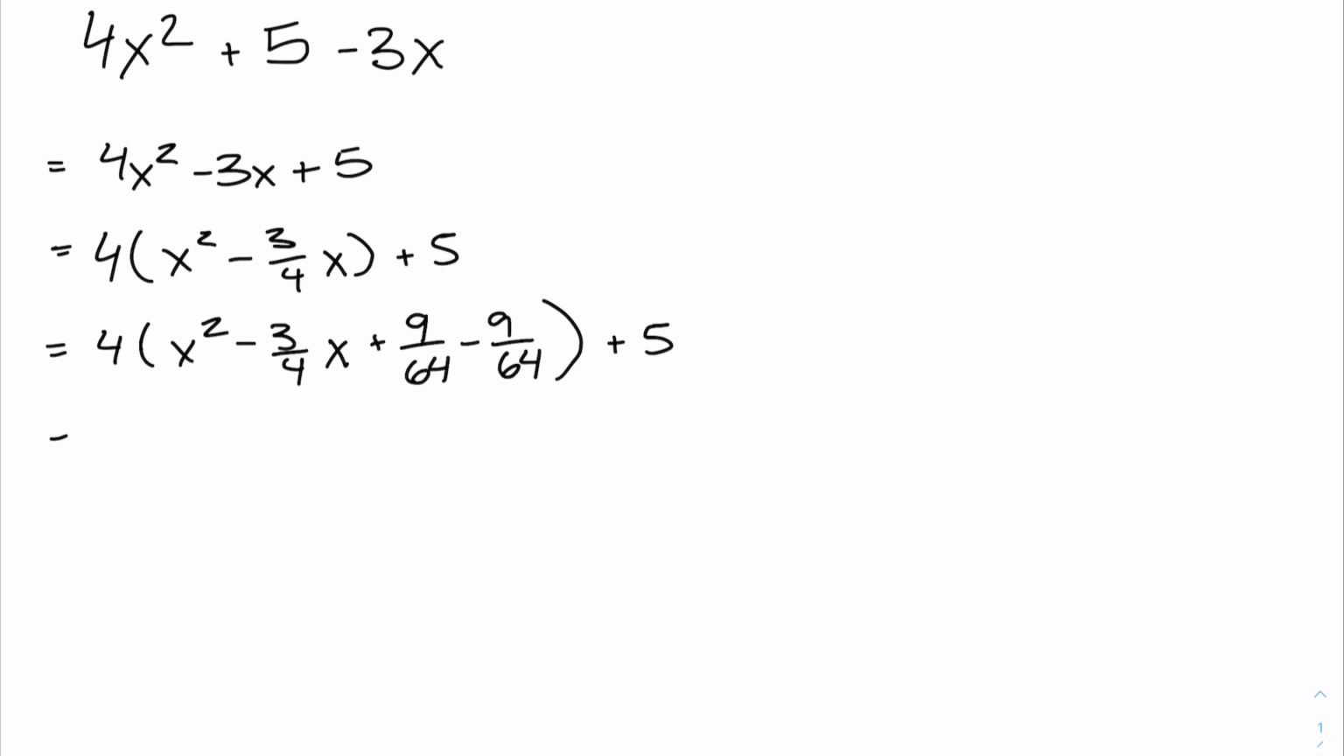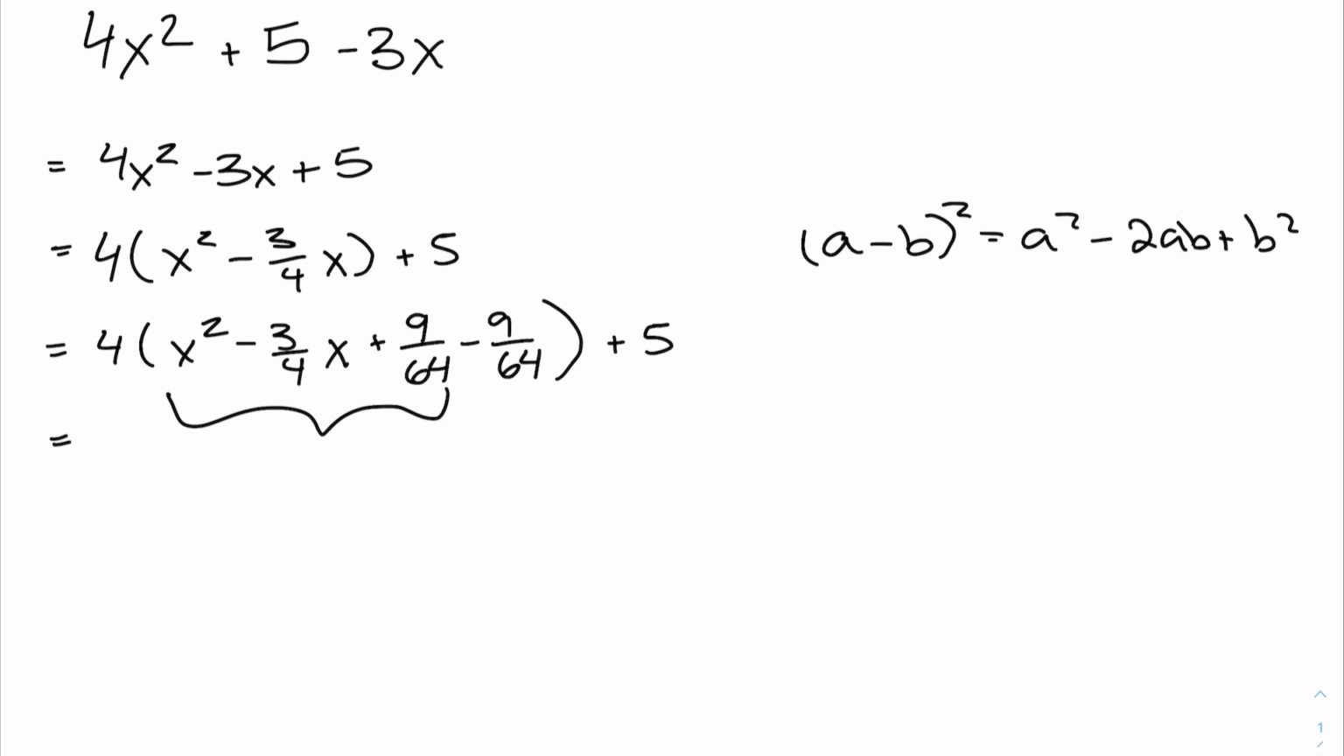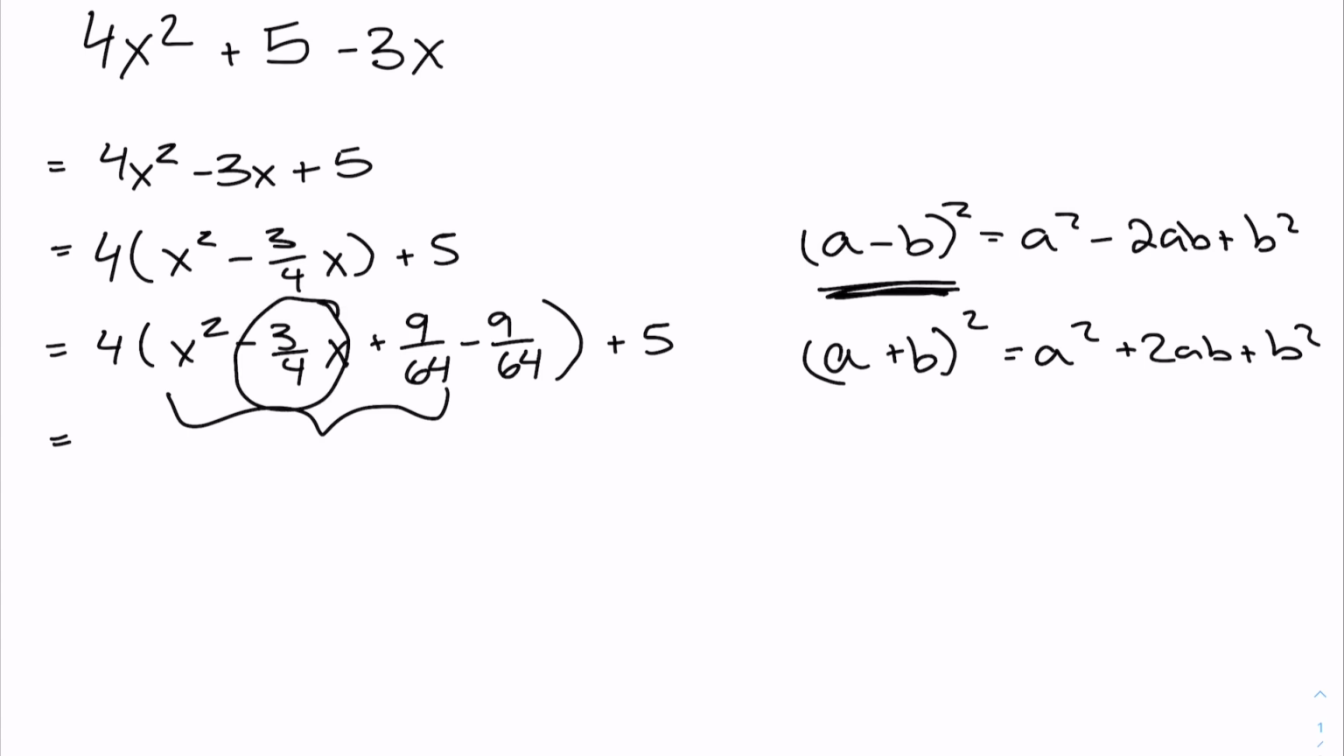Now that we've done this, and this is a perfect square trinomial, we can factor it using this rule. A minus b squared equals a squared minus 2ab plus b squared. So this is what we want. And we're using this formula instead of this one, because in this case, this term here is negative, so there's a negative sign here.